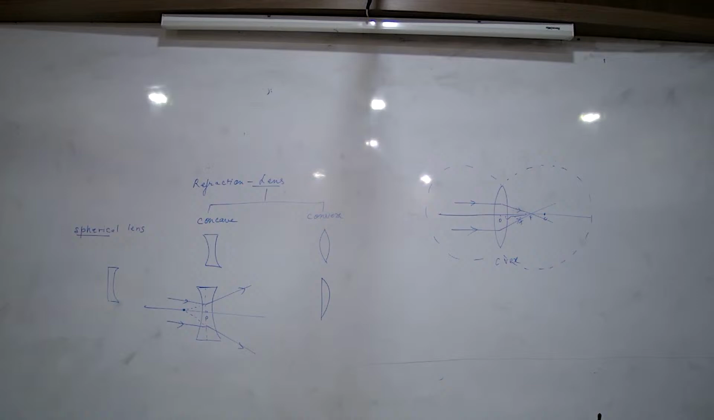Diverging and converging. So that is the first point. The second is regarding the shape: bulging edges, thicker in the middle and thinner at the edges. It is the other way around for concave. So 2 points are here. Mark it in your textbook because I'll ask you to jot down the difference between convex and concave.